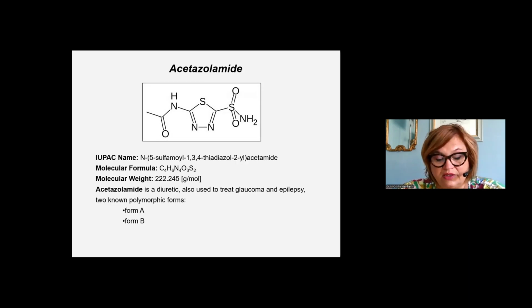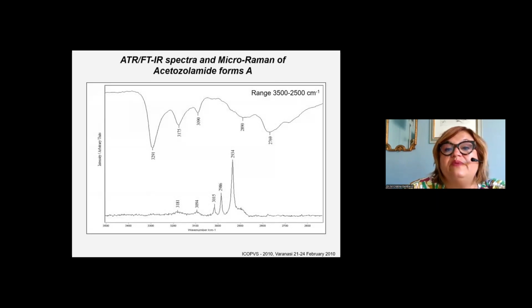Then we started to study acetazolamide, forms A and B, and to compare FTIR with micro-Raman. As I say, what IR can see, Raman cannot, and vice versa. They are two complementary techniques. So usually we use all our techniques, and then we compare the results.